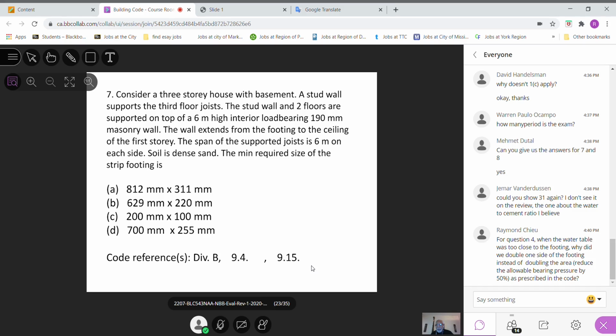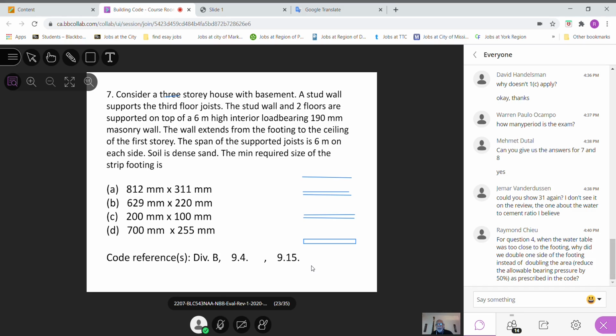The question says, okay, we have an interior wall. Draw the floors first. That will make it a lot easier for me. Here I got the first floor. Okay, and then I have the second floor. And it says I have a 3-story. I have another floor here somewhere.